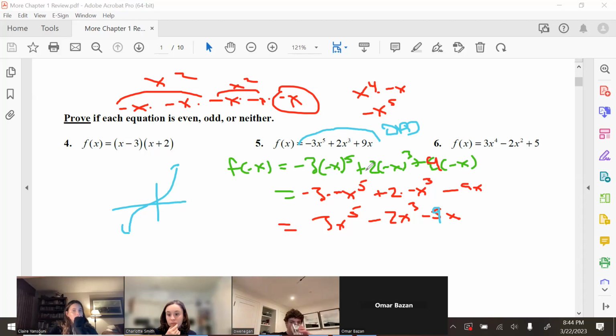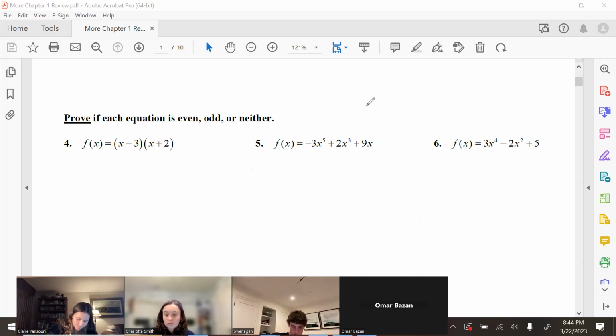Okay, got it. So you have to replace x with negative x and see what happens. If it stays the same, it's even. If all the signs change, every term goes from positive to negative or negative to positive, a total sign change for everything, then you say it's odd because it's like you're multiplying the whole thing by negative 1. And if some change, some don't change, then it's neither. So number 4 is going to be a neither situation.